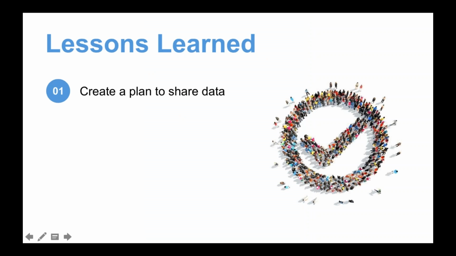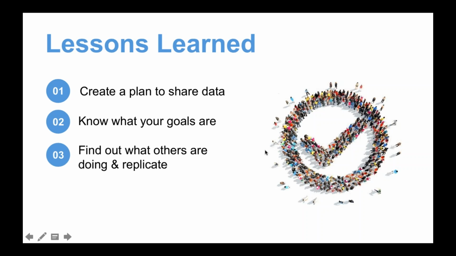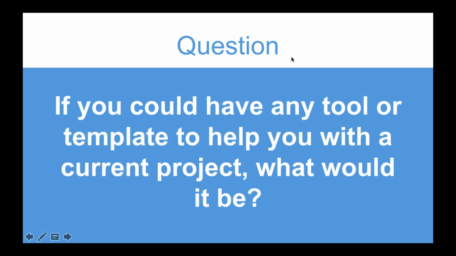Okay, so let's talk about some lessons learned here. Create a plan to share data. Again, for a CRP, because you're not just dealing with one dimension of the organization, you're dealing with chapter leaders and you're dealing with your national HQ staff, create a plan to tell a story, okay? Know what goals you're shooting for. Find out what others are doing and replicate it, and be aware of those pitfalls, all right?